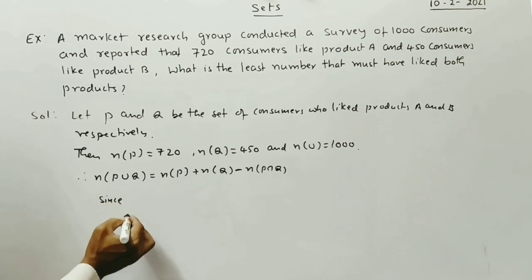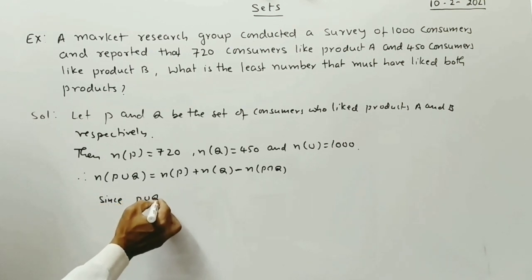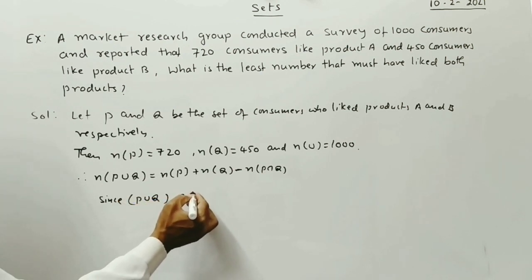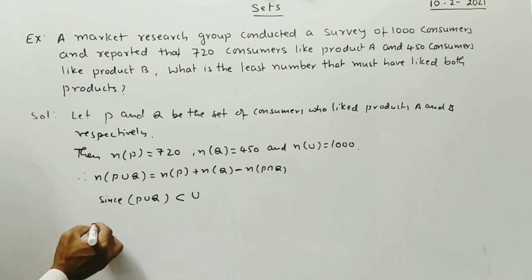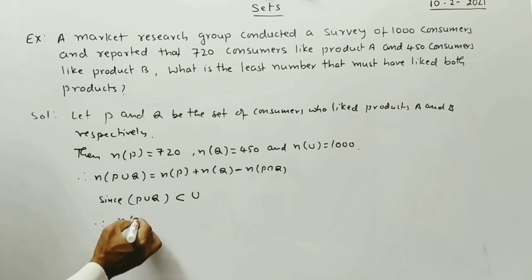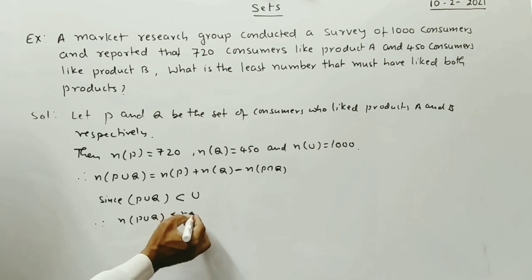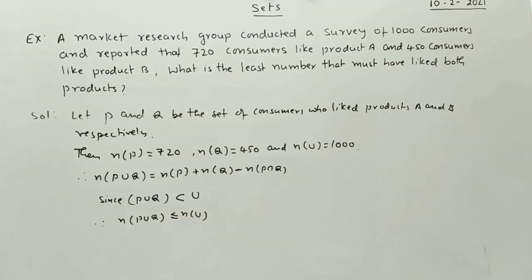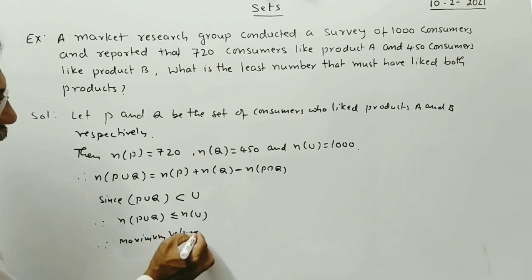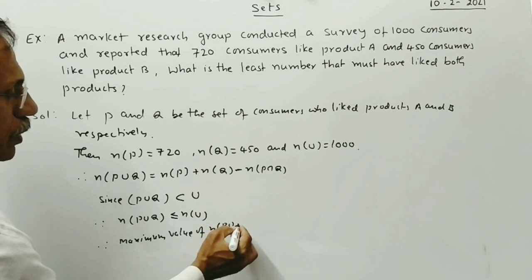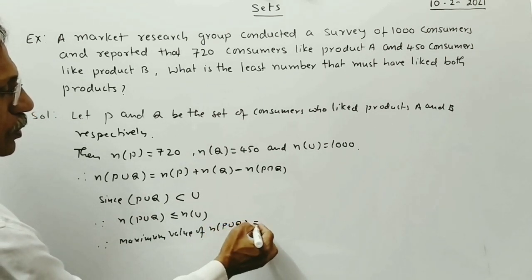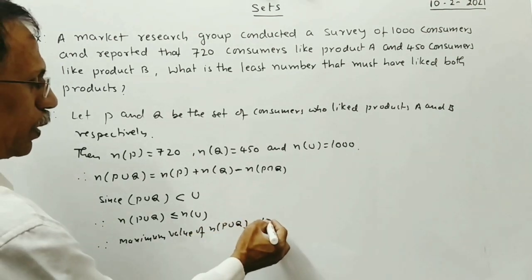Since P union Q is a subset of the universal set, therefore number of elements of P union Q is less than or equal to number of elements of U. Therefore, the maximum value of number of elements of P union Q is equal to 1000.